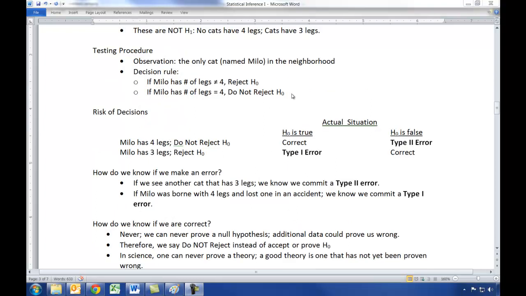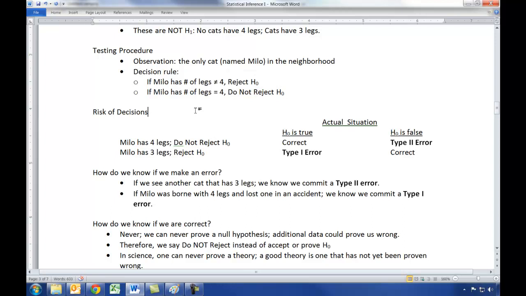Let's further assume that the only cat that we have access to is the one cat in the neighborhood called Milo. So our decision rule is: if Milo has a number of legs that is not equal to 4, meaning Milo has 5 legs or 3 legs, then we will reject the null hypothesis, which is the claim that cats have 4 legs. And if Milo has a number of legs equal to 4, then we do not reject the null hypothesis.